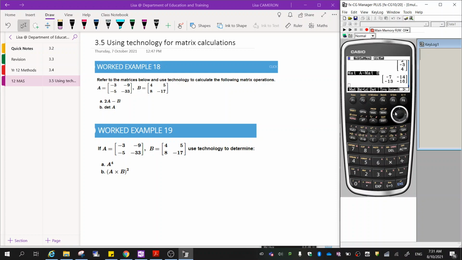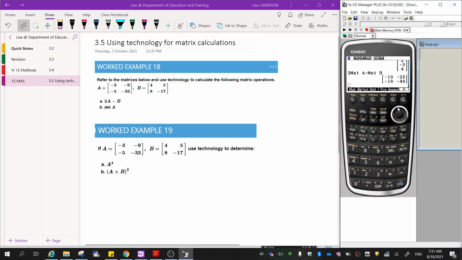If I want to put a scalar in front of it, and this is the answer to the question that we're doing, matrix A is multiplied by 2. So I'm going to put a 2 in front of it, which will multiply matrix A by that scalar and subtract matrix B. So that's how I can perform the first one. That's the answer to the first one.